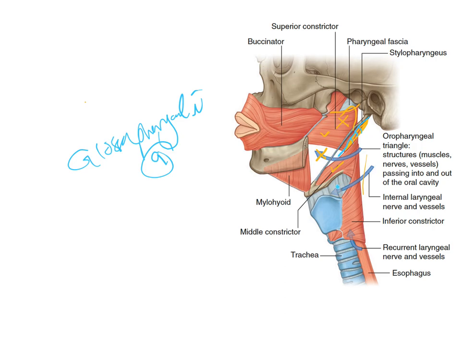Now to the third gap, which is between the middle and inferior constrictor. This gap allows the passage of the internal laryngeal nerve and the superior laryngeal artery. That means nerve and artery: the internal laryngeal nerve and superior laryngeal artery. Now, what about the inferior laryngeal artery? The inferior laryngeal artery passes from here with the recurrent laryngeal nerve, not the internal laryngeal nerve, no, the recurrent laryngeal nerve.